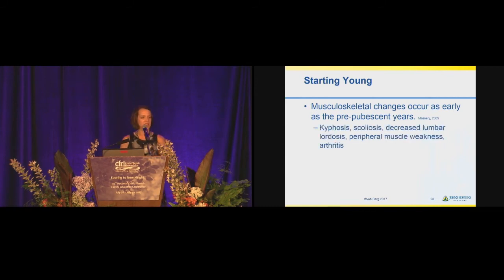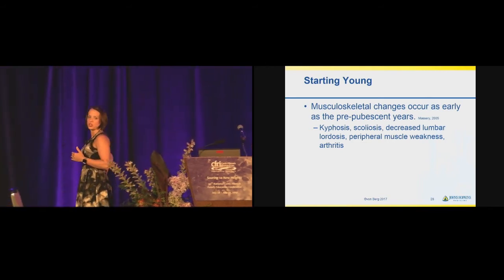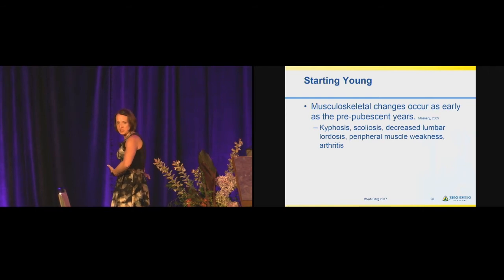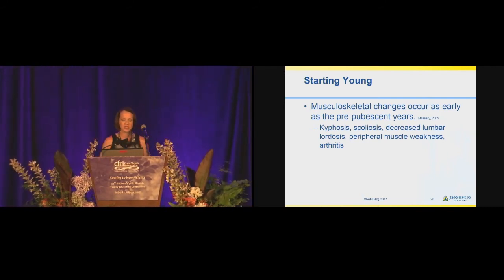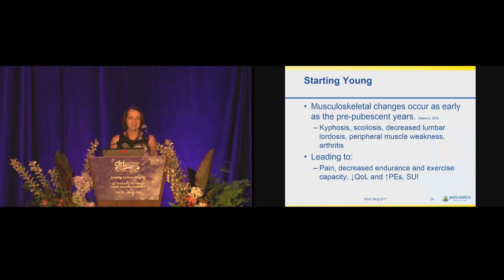These changes show up as kyphosis, the forward curvature of the spine, as scoliosis, that S-shaped curve to the spine, and decreased lumbar lordosis. So your lumbar spine should curve in a little bit, but what we end up seeing in CF is this kind of thing, where the bum is tucked under and that lumbar spine is flattened. We see muscle weakness, we see arthritis. All of these things lead to a number of different things: pain, decreased endurance, decreased exercise capacity, decreased quality of life, increased pulmonary exacerbations, and stress urinary incontinence.